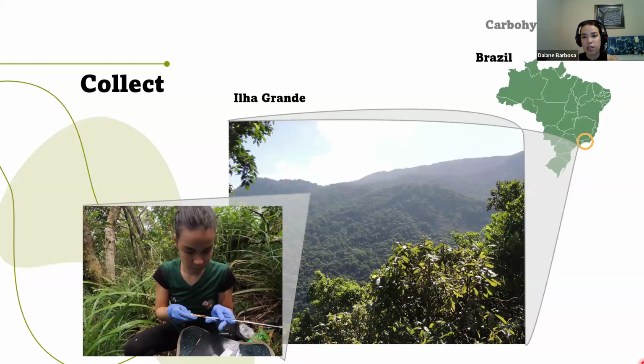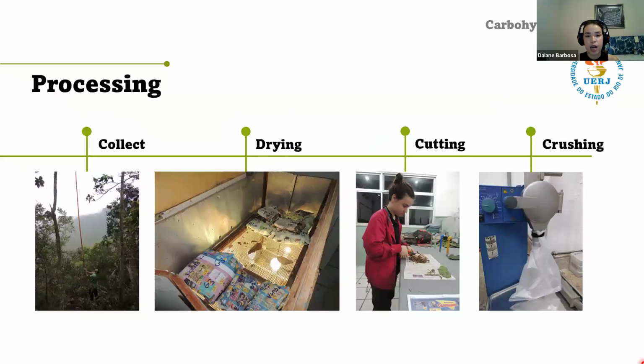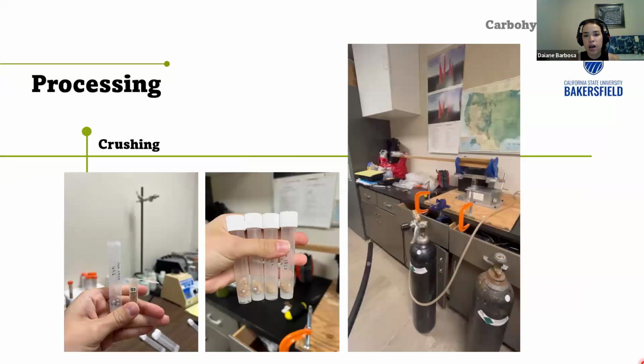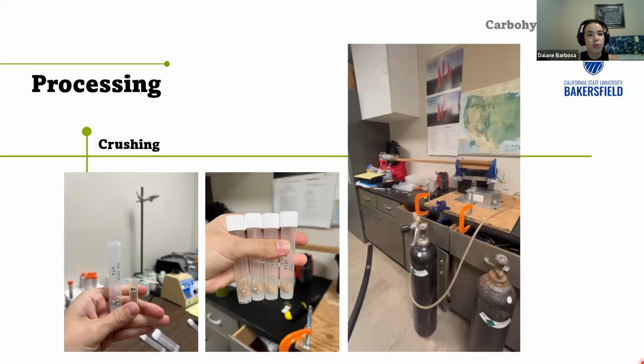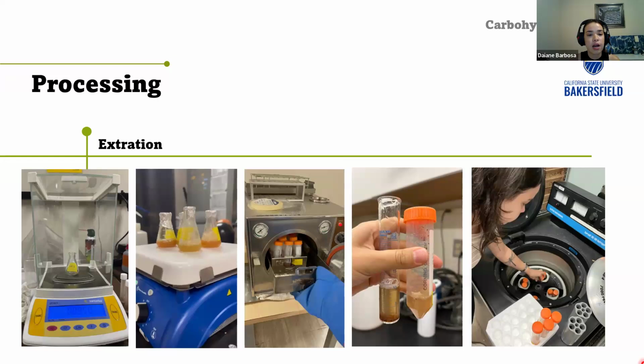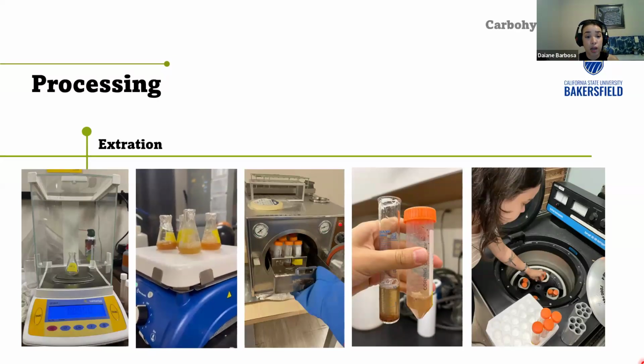And I collected the samples in Ilha Grande in Brazil, made a part of the process over there, the collection, drying, cutting, and crushing the samples, but it was not enough. And we did more of this here in Bakersfield with Dr. Pratt. The second phase is the extraction of the sugars because they are inside the cells. We need to put them outside the cells and separate these sugars from the solid part, like we are seeing here. We take just the liquid with the carbohydrates.